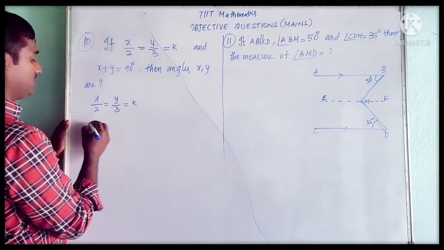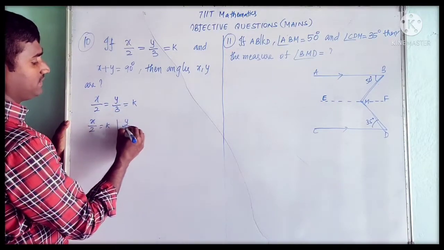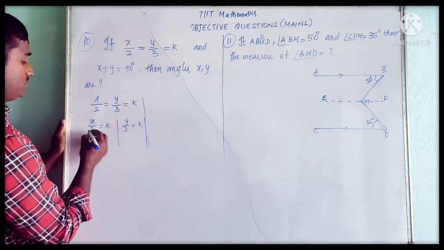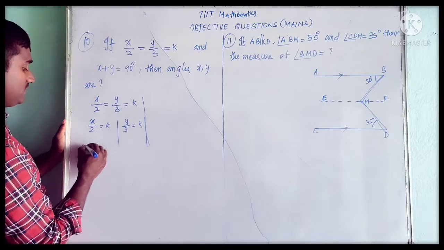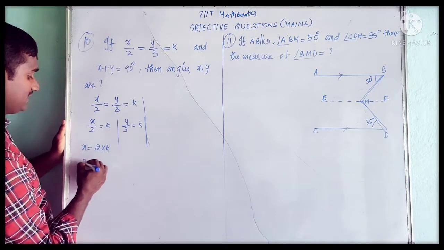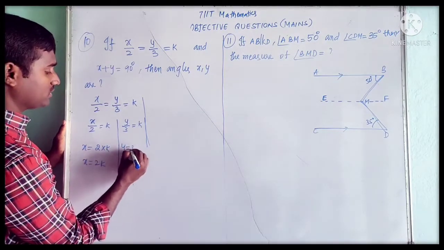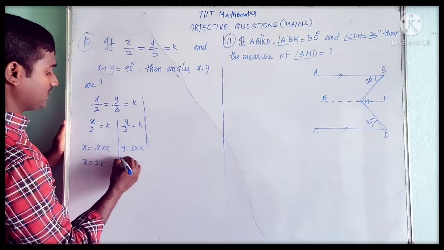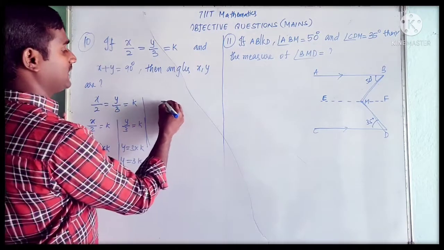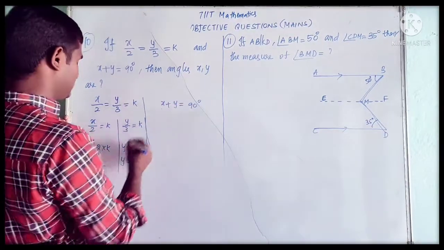So, from this we can write x by 2 equal to k and y by 3 equal to k. Okay. And x by 2 equal to k means x is equal to k into 2, that is, x is equal to 2k, and y is equal to 3 into k. So, here we can write y is equal to 3k. One more clue they have given: x plus y equal to how many degrees? 90 degrees.